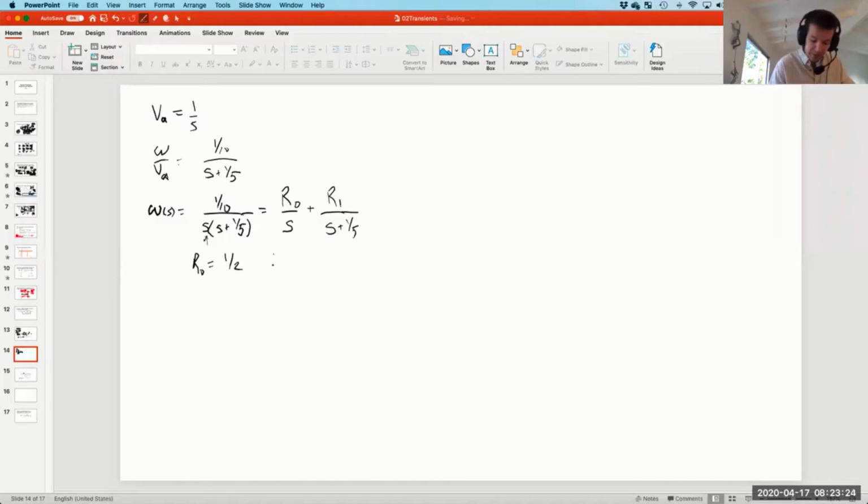Okay. And then R1, if you do the same practice, you cover up this factor and you plug in s equals negative 1/5 and you get negative 1/2. All right. Okay. So we know these numerators, which I'm going to call residues. Not just me, that's their name. Weirdos. So let's now take the inverse Laplace transform of this. Now we can get omega of t, which is 1/2 times u of t minus 1/2 times e to the minus t over 5 u of t.